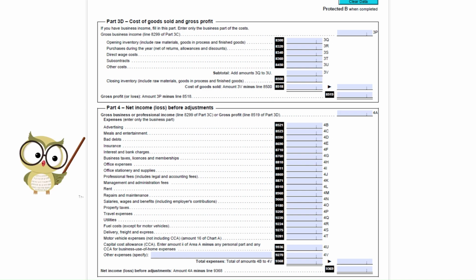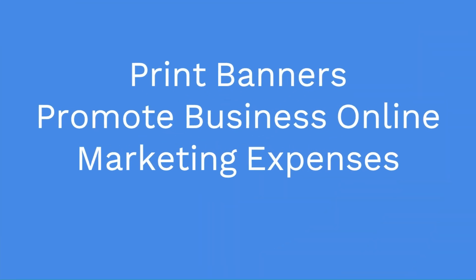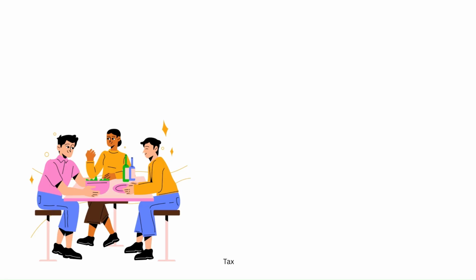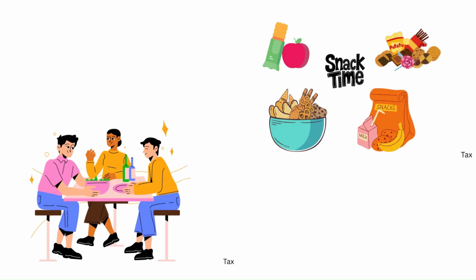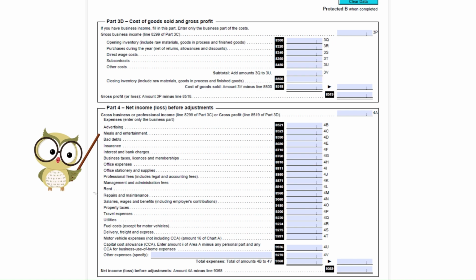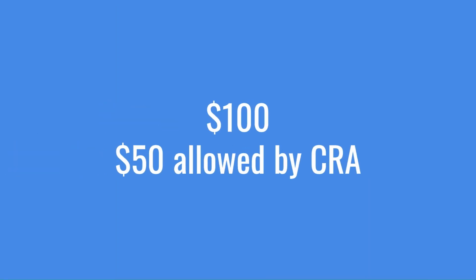More expense options are given in this section, like advertising. Say you had to print banners, promote your business on some websites, pay for marketing, etc. That's all covered under advertising here. Then, next expense is meals. Let's say you took a client out for lunch, or brought some snacks for your staff. These expenses are covered under meals here. But remember, only half of the meals expenses can be entered here. That's just the CRA's expense limit for meals. So if you spend $100, you can only enter $50 here.